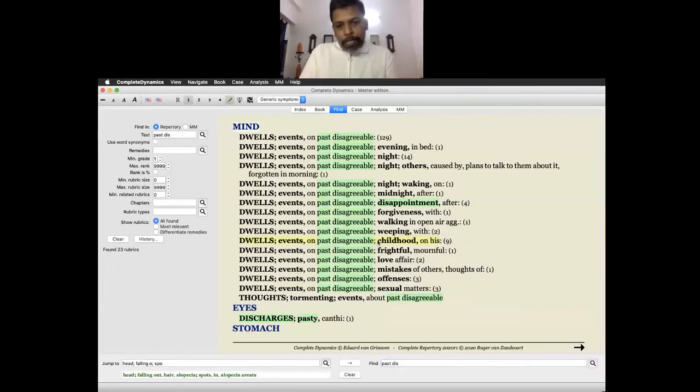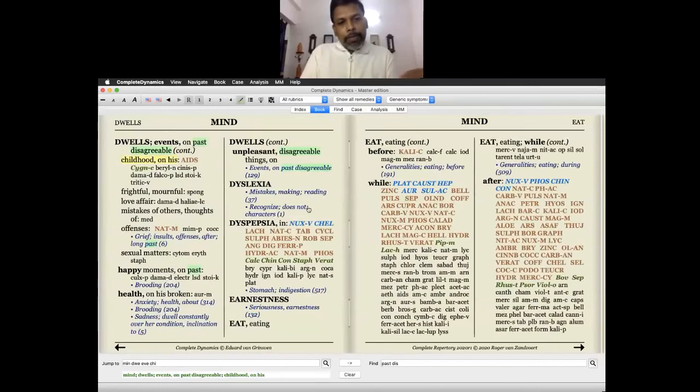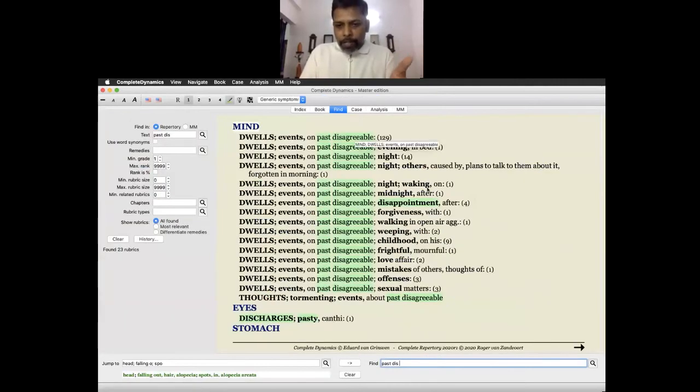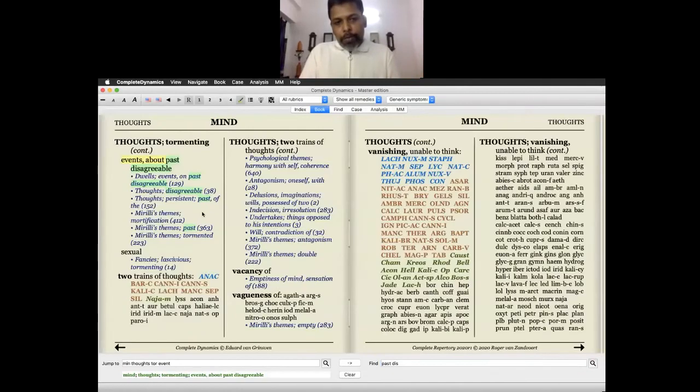There are remedies that are indicated for these past disagreeable events from childhood. Most of them are very new remedies, not so prominent. And if we go into the generalized ones, we have the other prominent remedies, and there are other sub-factors also: frightful, mournful, and then love affairs, or sexual matters, and so on. So there are also these cross references that you can go into for details, the mortification, all these kinds of details.